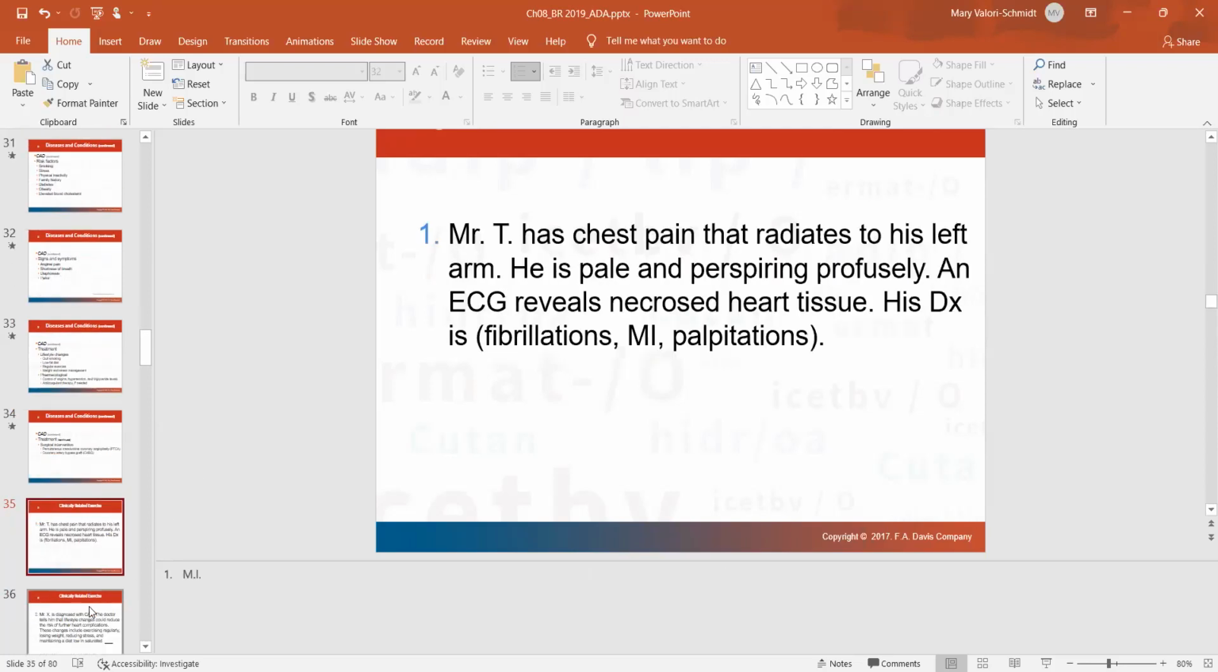So Mr. T has chest pain that radiates to his left arm. He's pale and perspiring profusely. An EKG reveals necrosed heart tissue. His diagnosis is, what's going on? Is he having fibrillations or an MI or palpitations? And remember, MI is myocardial infarction.